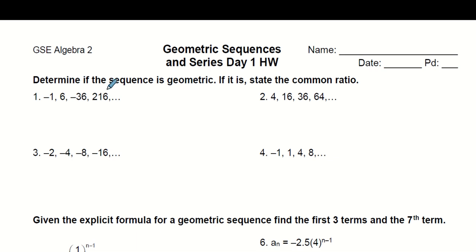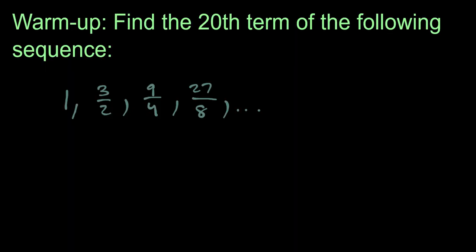In the homework, we'll also determine if something is a geometric sequence. The way you do that is, if you're multiplying by the same thing each time, then it's geometric. So like number 2 is not geometric because 4 times 4 is 16, and 16 times 4 is not 36. So this would not be geometric. Whereas 3 would be geometric because I'm just multiplying by 2 each time. Okay, so I'm going to go to this example here.